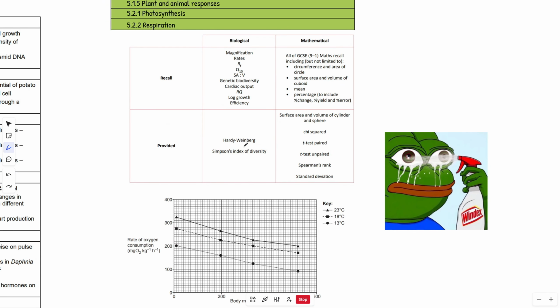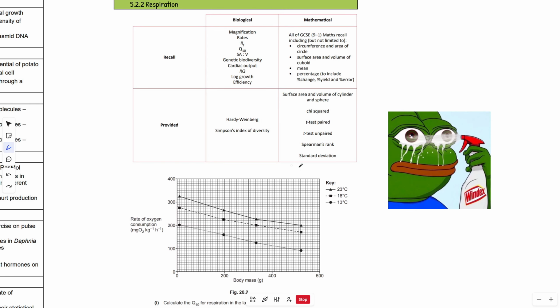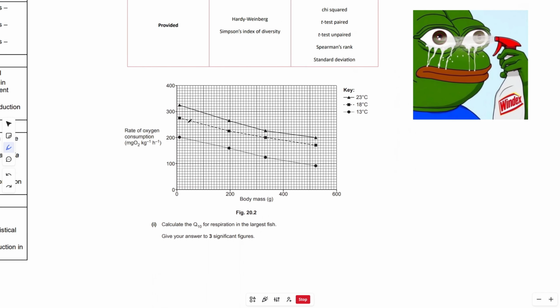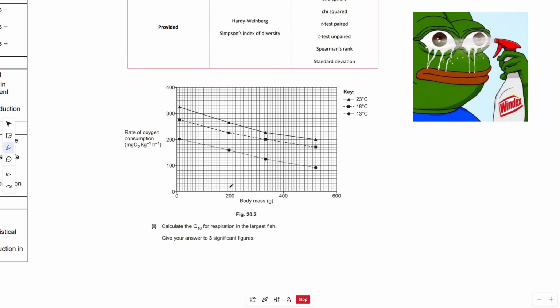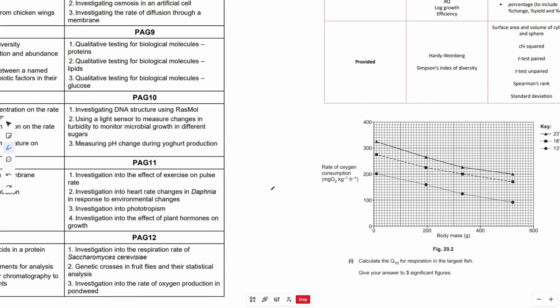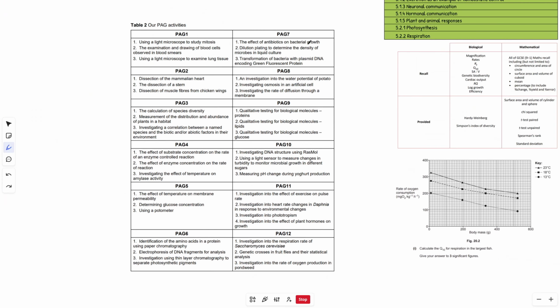But recall and provided statistical stuff. So statistical and mathematical, that's kind of hard to say. This is what you should be completely aware of. If you know these fundamentals, you're going to be completely fine, on top of how to read a graph, draw a data table, all that good stuff. But you should know the bare bones of this.